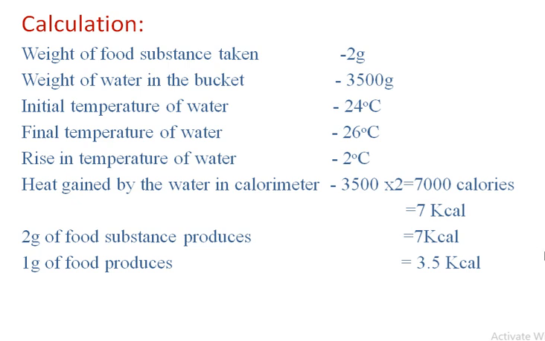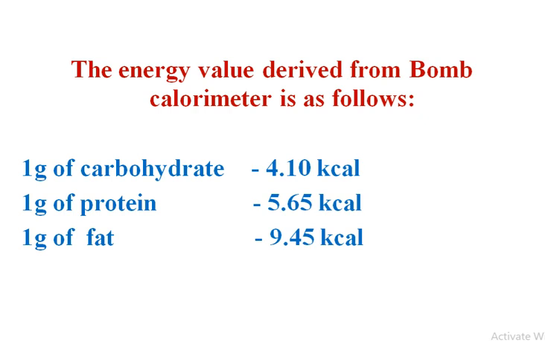By using this calculation, we can find out the amount of energy released by the food substance. From this we can derive the energy value of each nutrient. That is, the energy values derived from the bomb calorimeter are as follows.